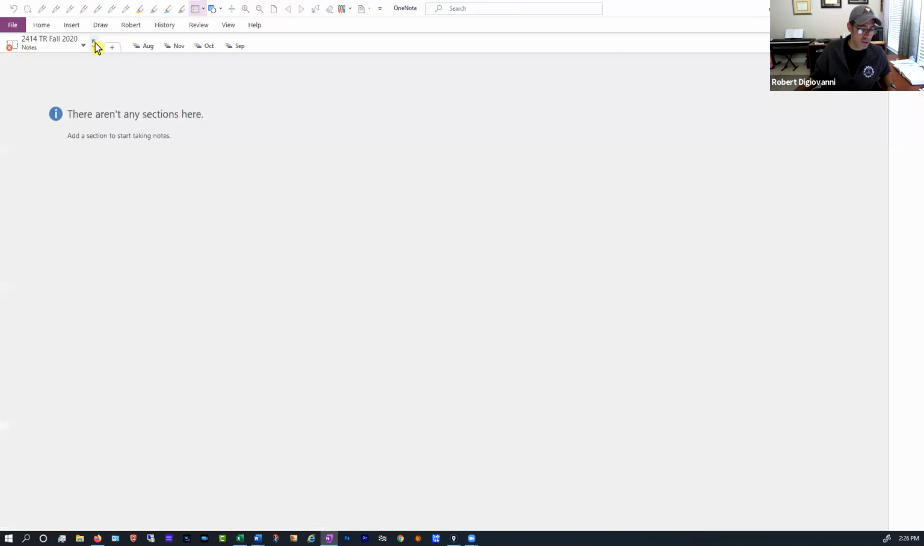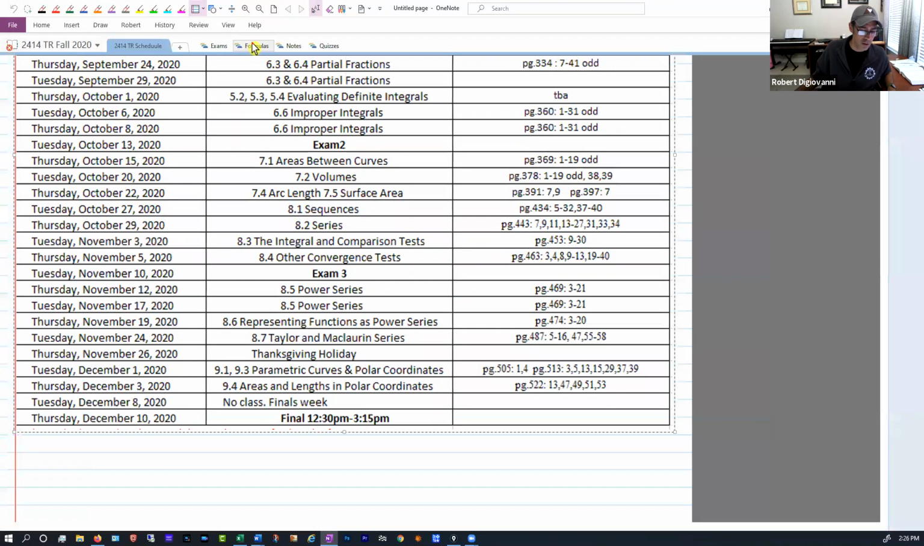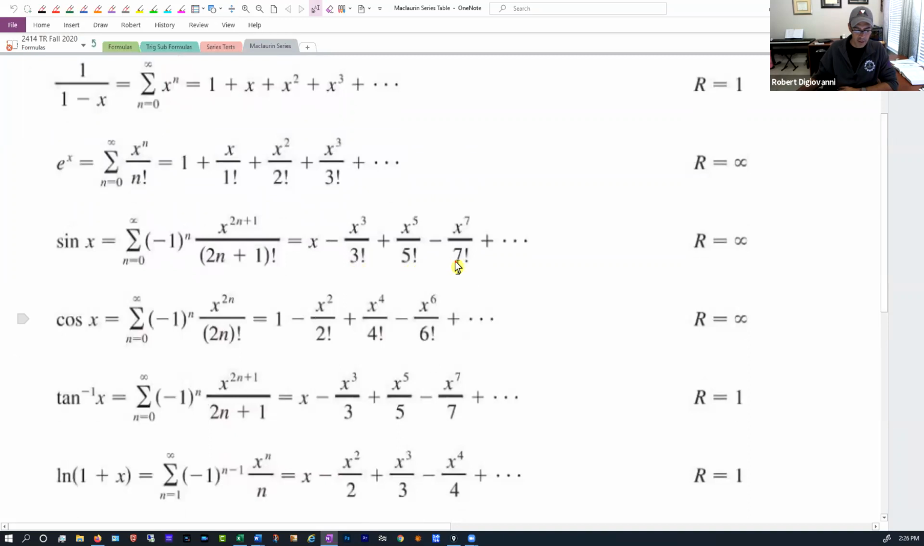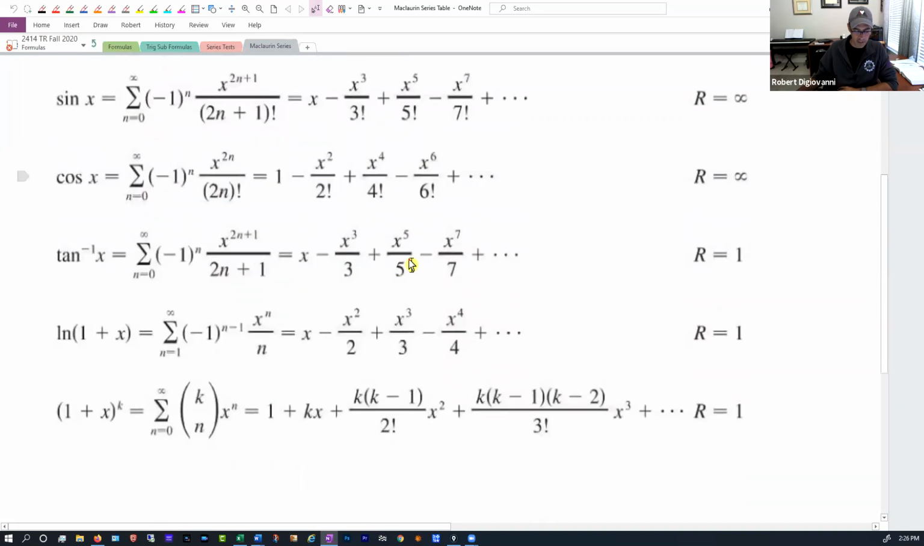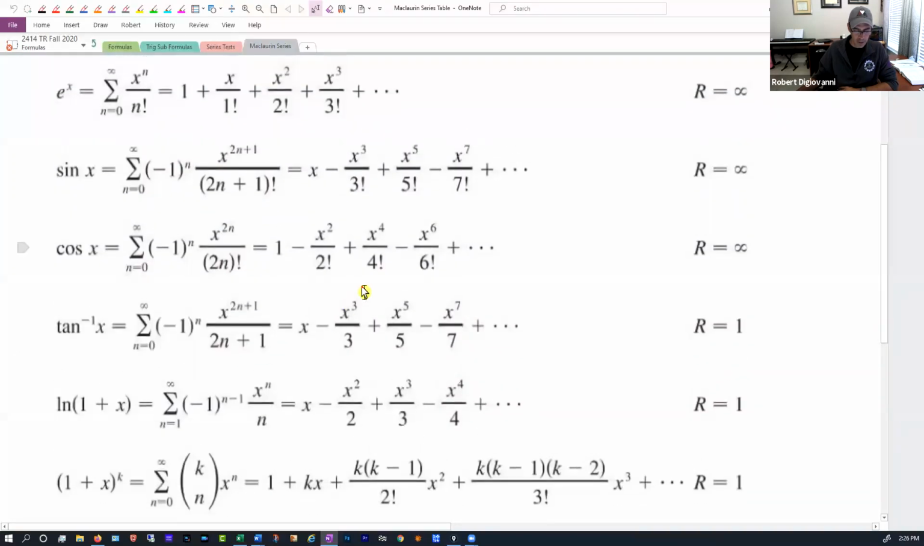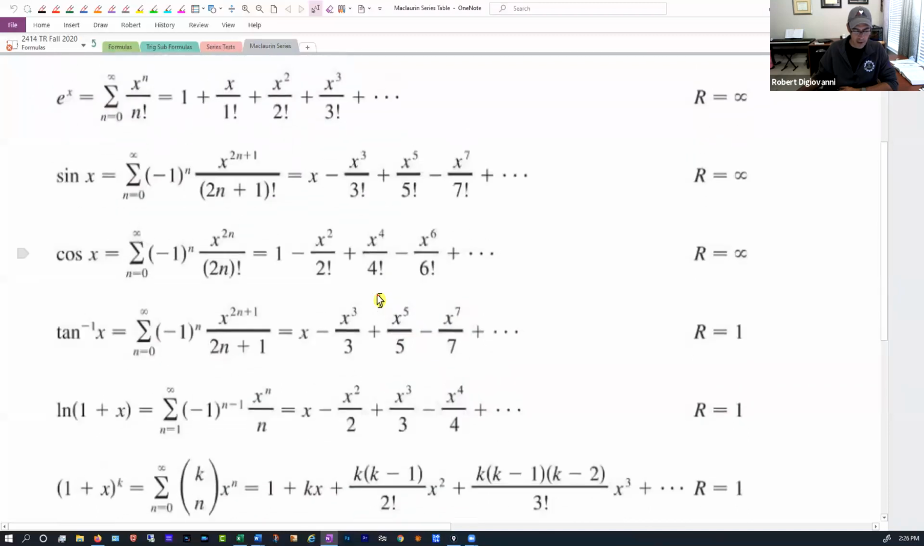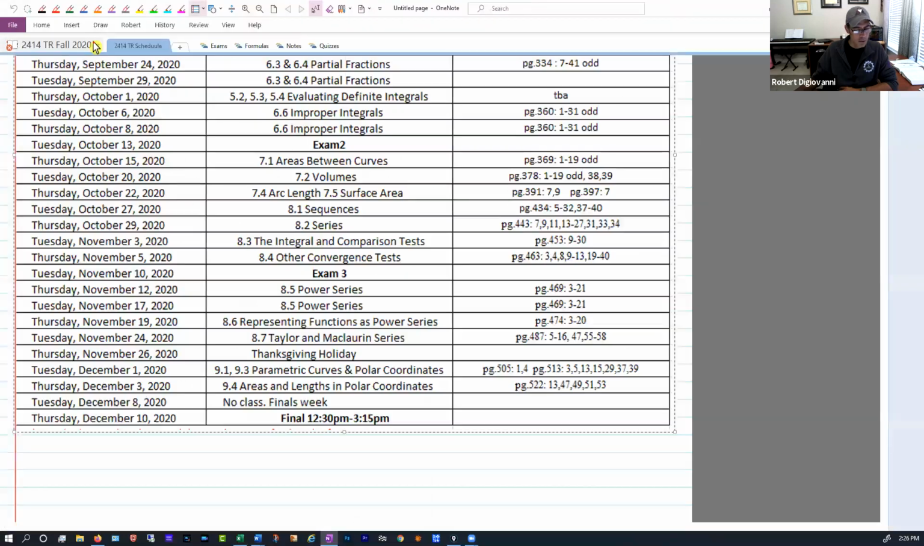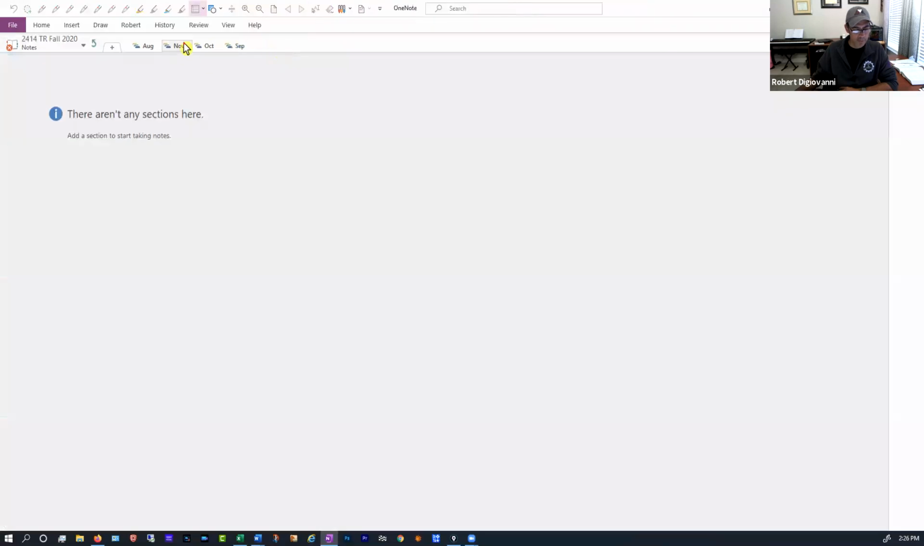And I'm going to take you back to that formula sheet that I showed you earlier. I want you to look at these formulas and how many times the factorials show up. Factorial, factorial, factorial. Oh, this one doesn't have a factorial. Okay, so about half of these have factorials. So we will be playing with those.